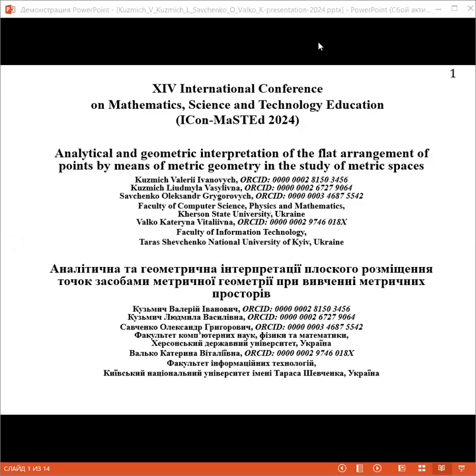Dear colleagues, we offer you a report on analytical and geometric interpretation of the flat arrangement of points by means of metric geometry in the study of metric spaces. The work considers the issues of studying methods of geometric properties of metric spaces in higher school.